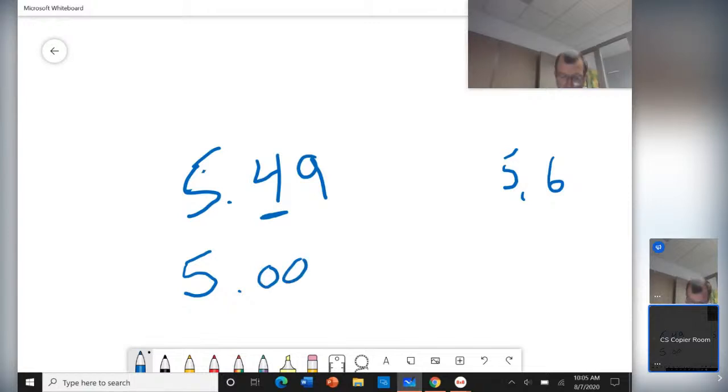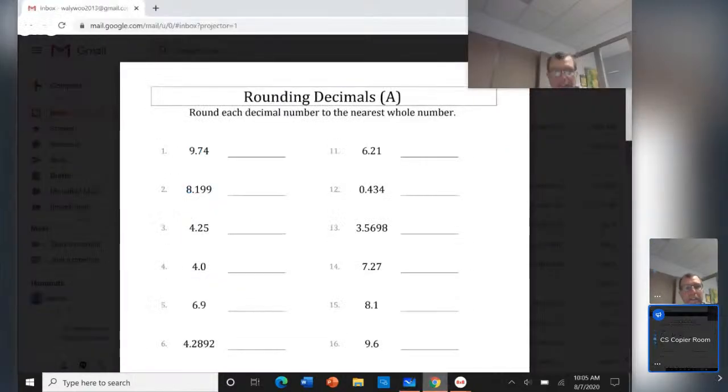So the worksheet right here, it's not really dollars, it's just telling you whole numbers, but you get the picture. You can make it into dollars and cents. It makes it a little bit easier.